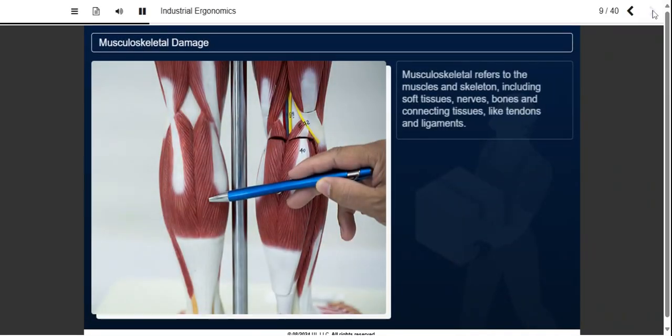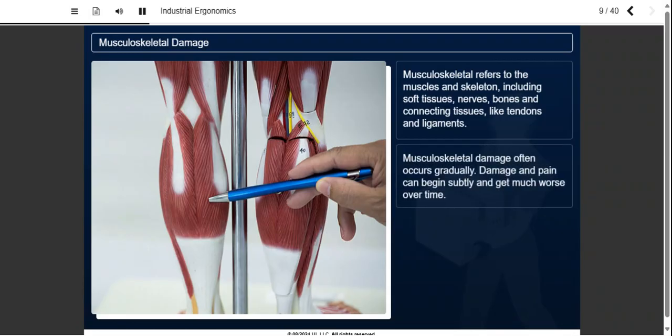Failure to account for ergonomics can cause musculoskeletal damage. The term musculoskeletal refers to the muscles and skeleton as they work together. This includes the soft tissues, muscles, nerves, bones, and connecting tissues, like tendons and ligaments. Damage often occurs gradually rather than suddenly. In other words, it gets worse over time. What may start as minor discomfort that you can ignore can become much worse pain that can become debilitating. The pain associated with musculoskeletal damage is often chronic and persistent, meaning that it never really goes away, or it comes and goes with time and use.